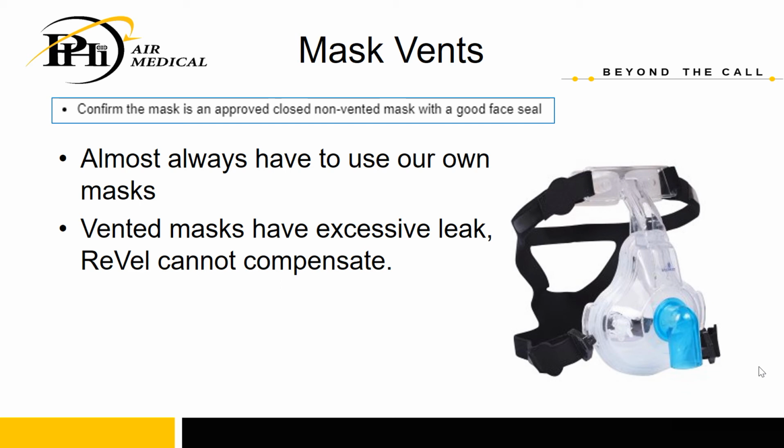As far as vented masks, very quickly, we should probably just be using our own masks most of the time, especially if we're facilitating an interfacility transport where somebody's on BiPAP. Most hospital BiPAP masks have vents on them, and they need a ton of bias flow in order to create the seal on the mask. And the Ravel doesn't compensate very well for that, so you're just going to end up with patient circuit alarms and low peak pressure alarms, and it's just not going to be ideal for you. So just go ahead and use our own masks, or at the very least make sure that the mask is a non-vented mask.